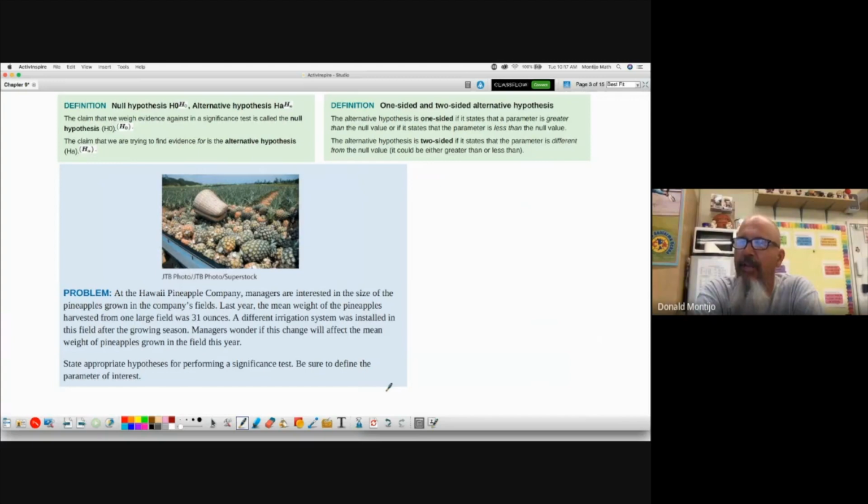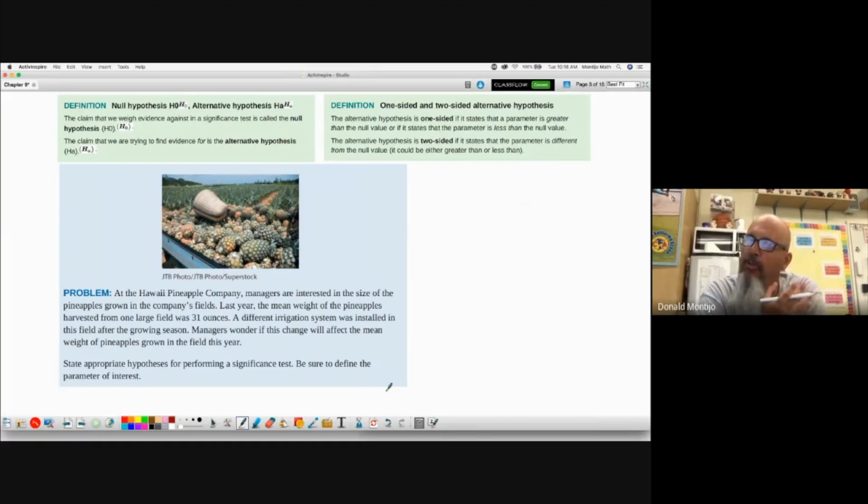Last year, the mean weight of the pineapples harvested from a field was 31 ounces. Now they put in a different irrigation system in the field after the growing season. The managers wondered, would this new irrigation system affect the mean weight of the pineapples that are grown in the field? So by changing the irrigation system, did it change the mean weight of our pineapples? That's our test.